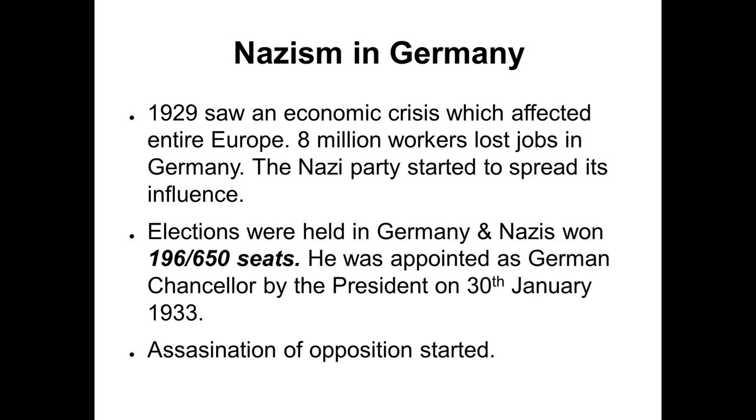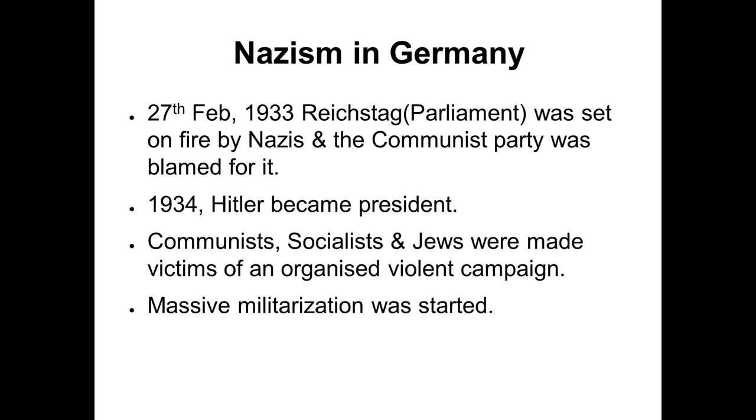And then he started assassinating, killing the opposition. And then on 27 February, the parliament of Germany, known as the Reichstag, was set on fire by the Nazis and the Communist Party was blamed for it. Communists were unaware that something like this happened, but they were blamed. And gradually they were all imprisoned or killed. Now the president of Germany dies and Hitler becomes the president. Jews, socialists and communists were the three groups Hitler hated most, in that order. So a violent campaign was started against them.